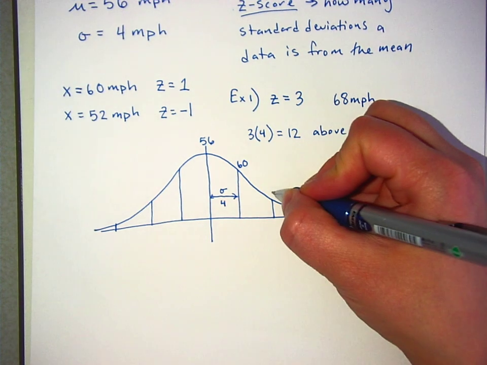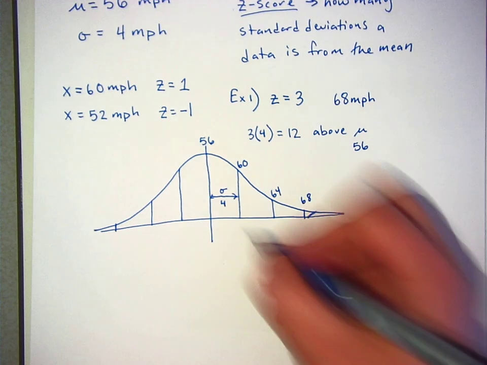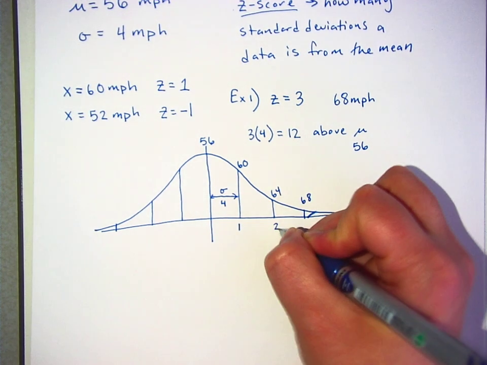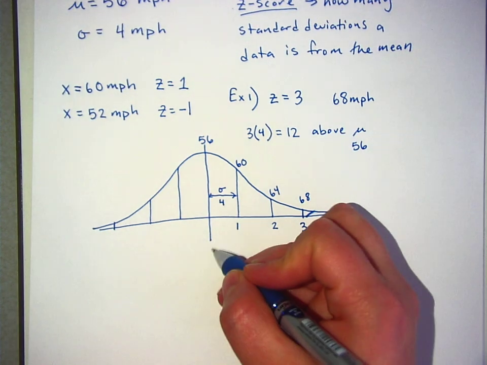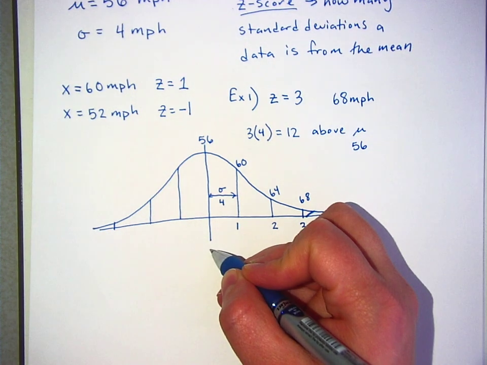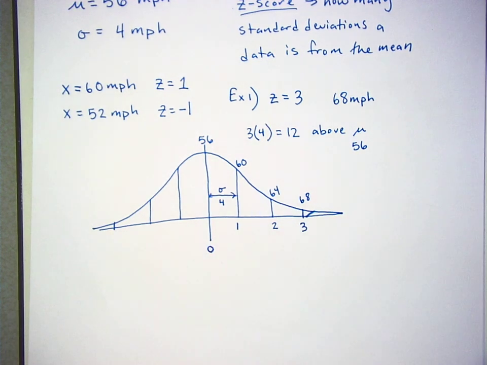What's the next one? 64, and then 68 is over here. This is 1 standard deviation above the mean, this is 2 standard deviations above the mean, this is 3 standard deviations above the mean. What's the z-score right in the middle? 0. 0.